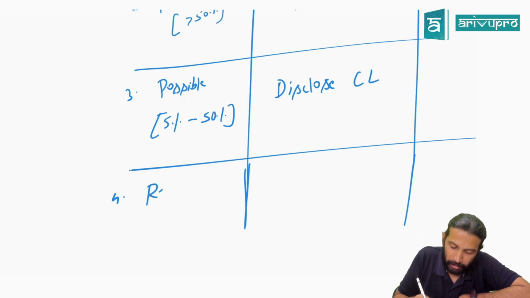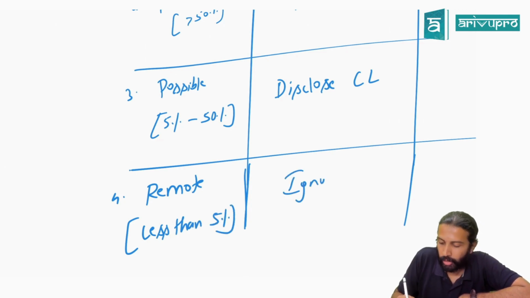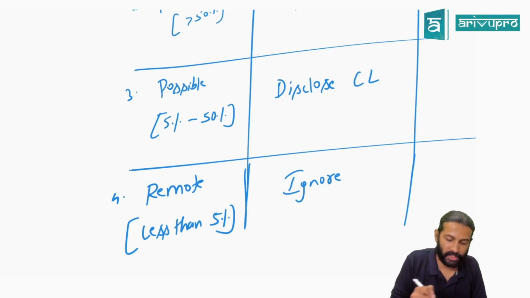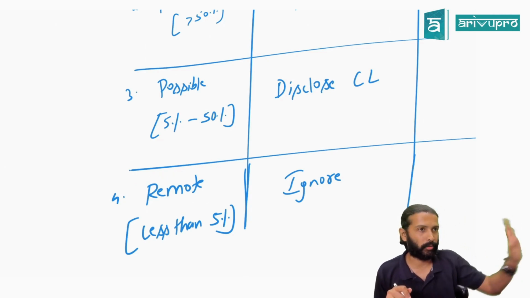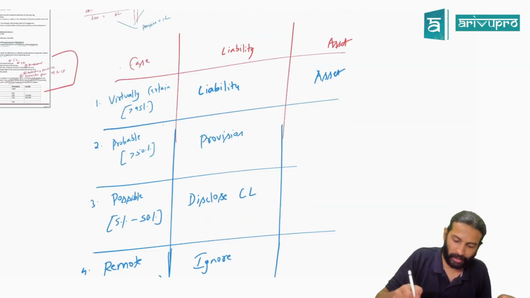Last case, remote. Remote means less than 5%. If it is less than 5%, then you can ignore. You don't have to do anything, just ignore. That's all. You remember in one of the case studies I said remote, I told you we have not discussed that. I'll take it, give you a separate table. This is that table. This is on your liability side, sir.